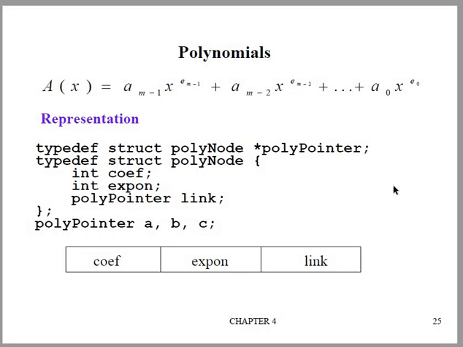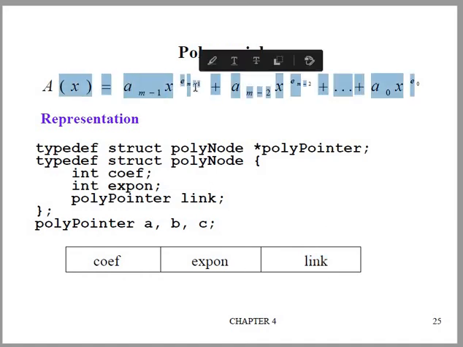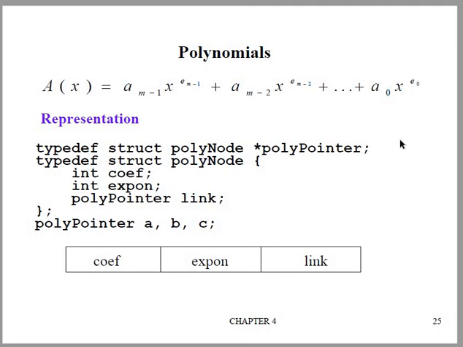Now when you want to store the polynomial in a linked list, any data you can represent through static memory allocation as well as dynamic memory allocation. Here we have to create a polynomial pointer, and within each polynomial node we'll have the coefficient, the exponent, and the next term's link. So each and every term will be stored in one node.